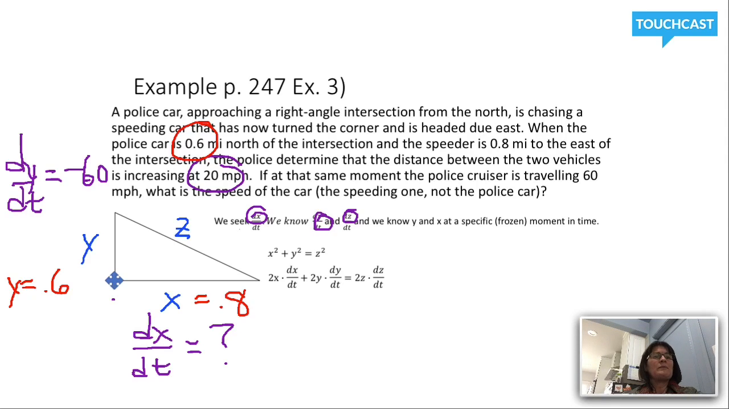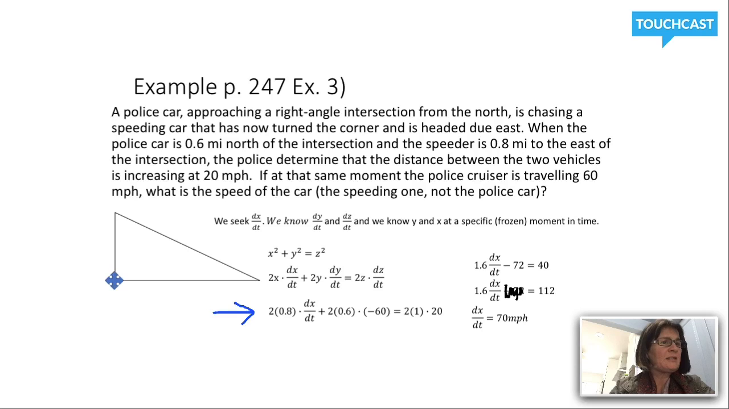So this problem does have one missing piece of information that I have to stop and use geometry to figure out. At the exact moment when this is 0.6 and this is 0.8, could you figure out what the hypotenuse of that right triangle is? That's a 6, 8, 10 right triangle is one way to think about it. You can use the Pythagorean theorem, 0.6 squared plus 0.8 squared equals question mark squared, and we can figure out that at that exact moment in time when y is 0.6 and x is 0.8, z is equal to 1. Now I can make substitutions in for all of these values.